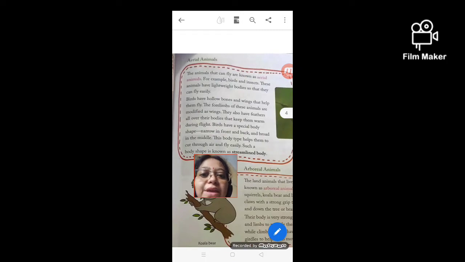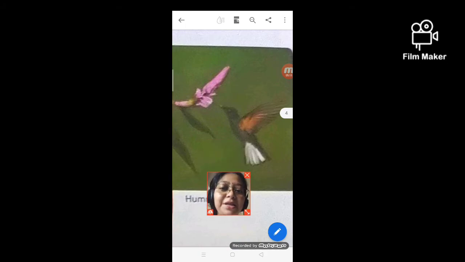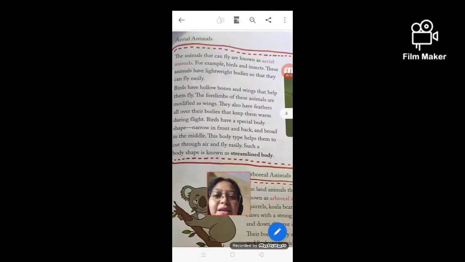Birds have hollow bones and wings that help them fly. As their bones are hollow and they have wings, with the help of the wings they can fly. The forelimbs of these animals are modified as wings. That is the adaptation of the birds. That is why they can fly. They also have feathers all over their bodies that keep them warm during flight.